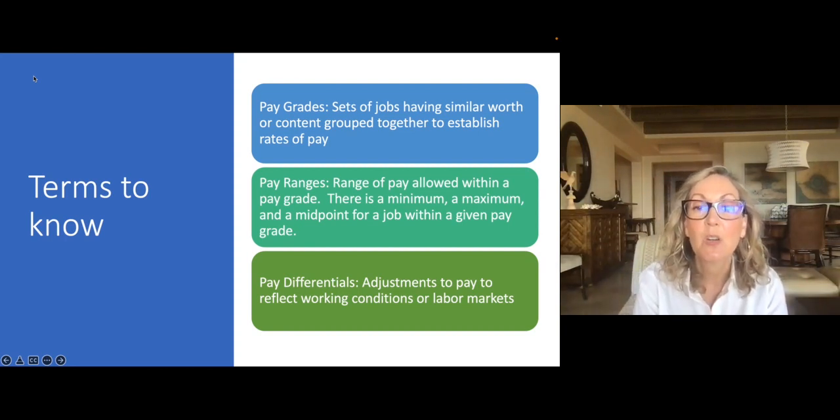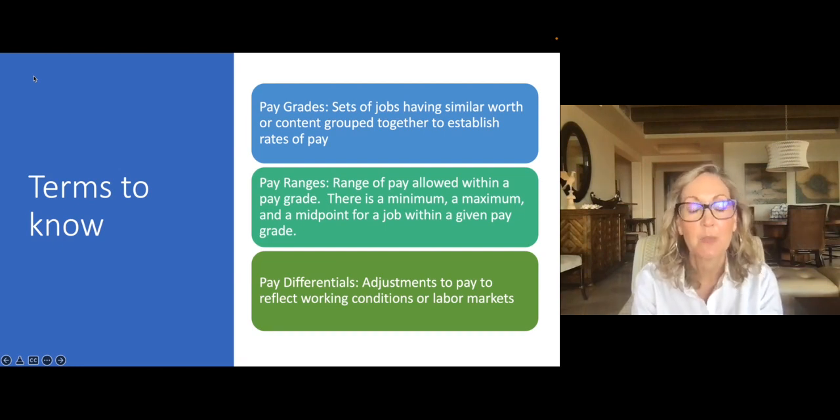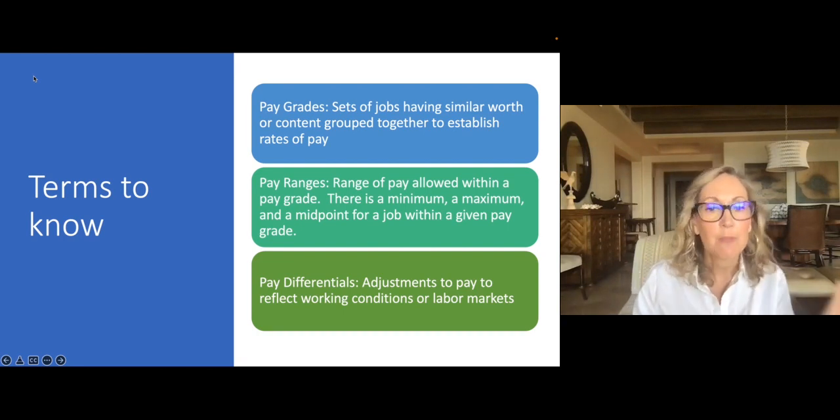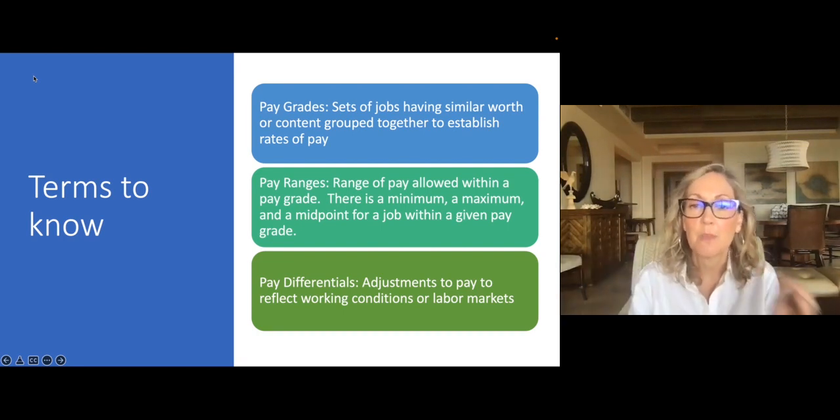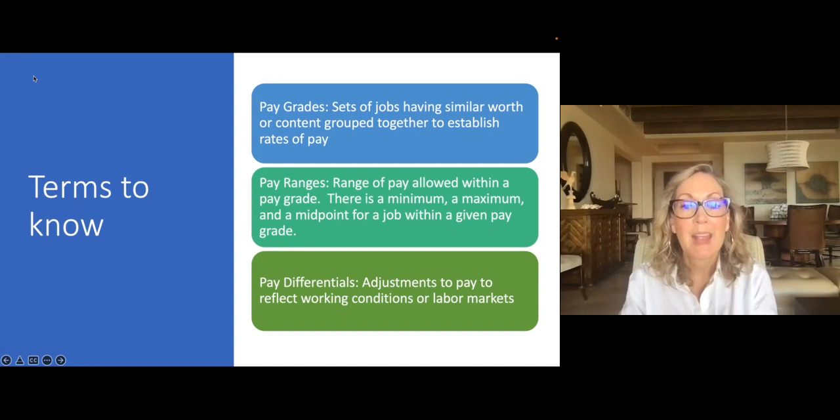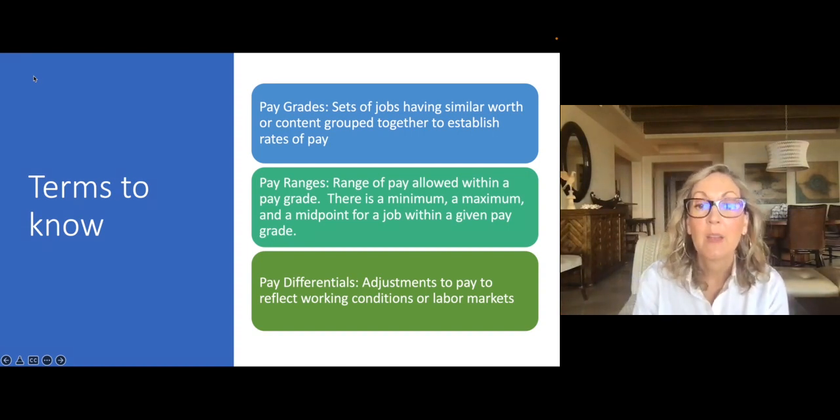Pay ranges are the amount you would pay within that pay grade. So anyone within a manager role is going to make from this amount to this amount. There's a minimum, there's a maximum, and there's a midpoint. And we look at that for each pay grade.